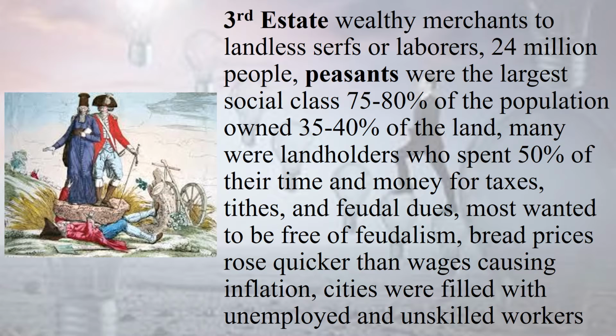In the third estate, there are anything from very wealthy merchants to landless serfs or laborers. This group is the peasants. About 24 million people were in this group. Peasants were the largest class, about 75 to 80% of them, and they owned about 35 to 40% of the land. So 80% of the land is owned by everyone except for the very poor.